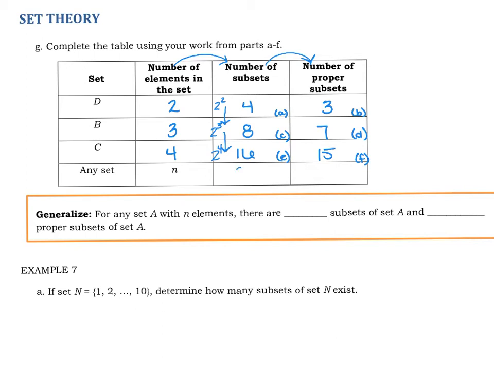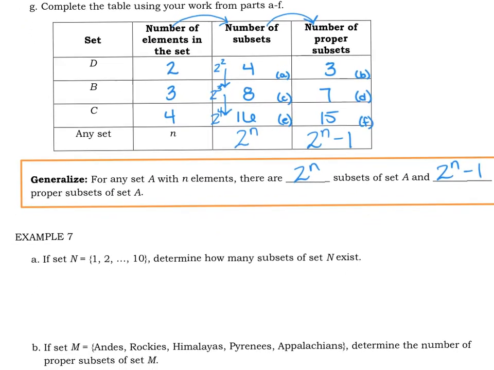So regardless of how many elements there are, the number of subsets is 2 to that power, n in this case. And then to get from the number of subsets to proper subsets, we just subtract 1. Again, the one we're removing is that full set. We can't have equality. So to summarize, for any set with n elements, there are 2 to the n subsets and 2 to the n minus 1 proper subsets.